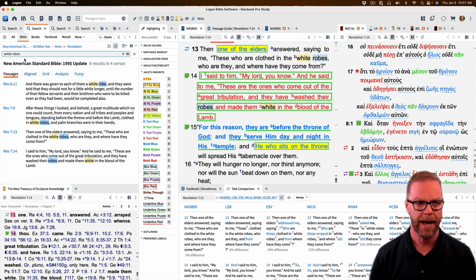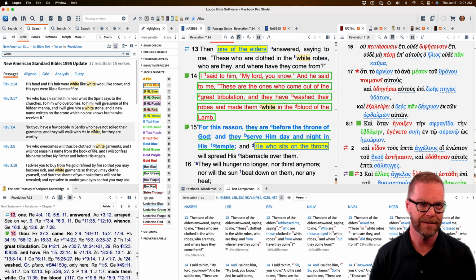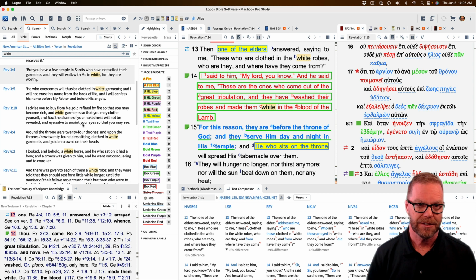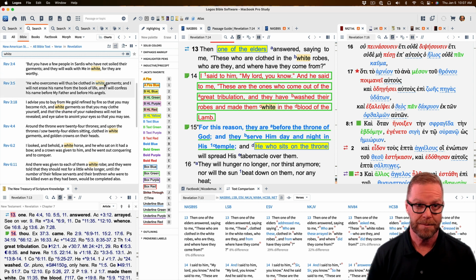But let me just try white, because I think there's white raiment in the book of Revelation. Now, Jesus' hair was white like wool. You've got a white stone. Here you've got the white garments. So not robes, but garments. So now notice how I get a better cross-section of cross-references, because now I'm getting all the text with white garments, white robes, white raiment.